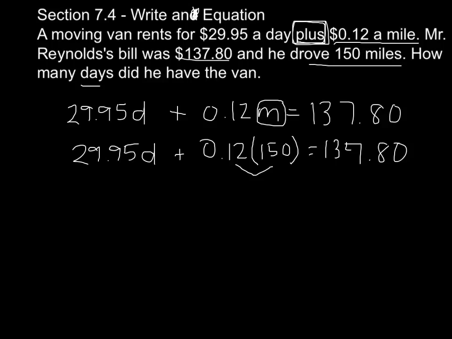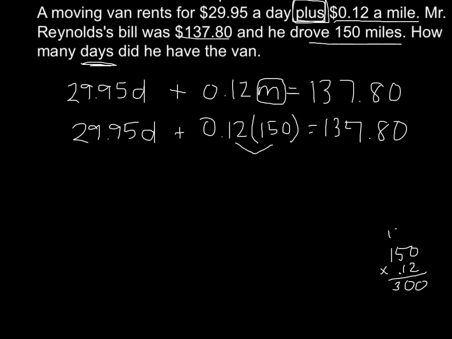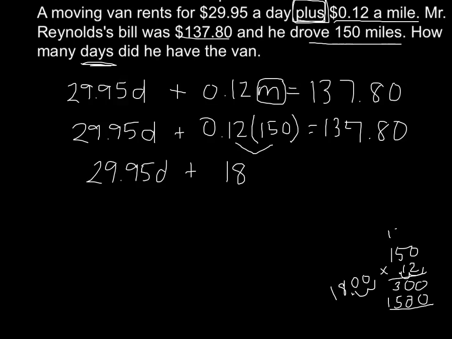I need to solve for D because that means how many days he drove the van. So if I do 150 times 0.12, 2 times 0 is 0, 2 times 5 is 10, 2 times 1 is 2, plus 1 is 3. Then 1 times 0 is 0, 1 times 5 is 5, 1 times 1 is 1. So I would get 1800. Bring it back two spots. Okay, so I'm going to get $18, and I don't need to put the 00 afterwards. I can just put an 18 there. Plus $29.95 times my days equals $137.80. Okay, so now I need to subtract 18 from both sides.